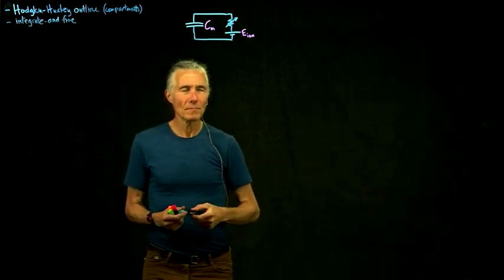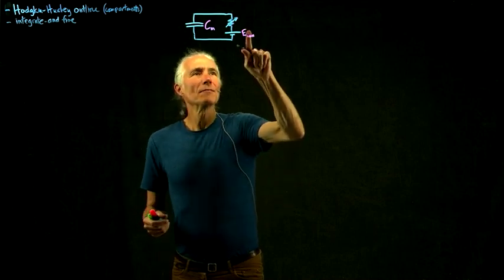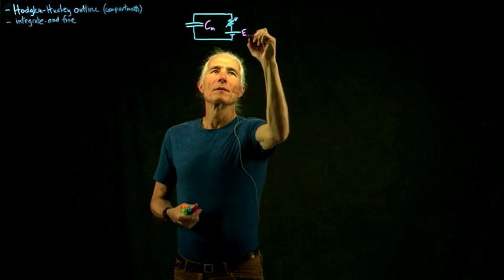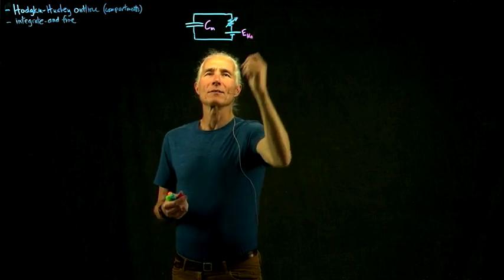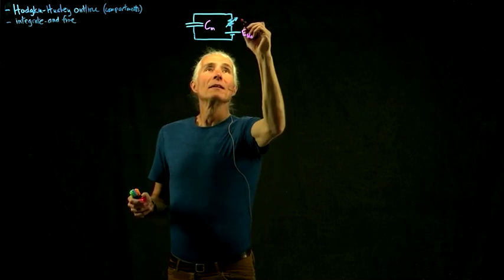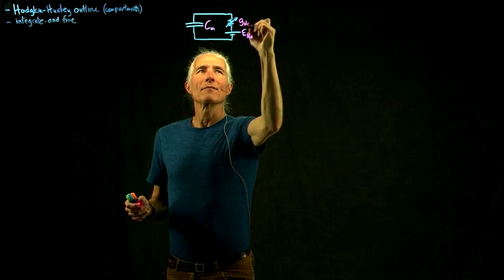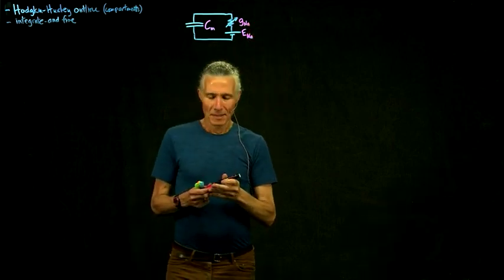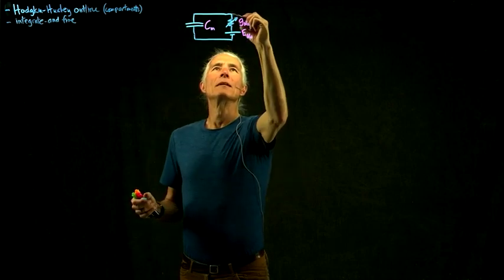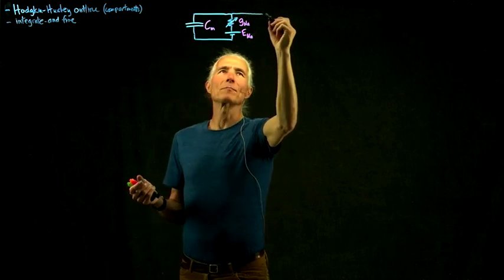So instead of just ion, let's call that one the sodium battery. Okay, so there's the sodium battery. And then this guy is the sodium conductance, that variable resistor. So that's the sodium channel, the voltage-gated sodium channel.